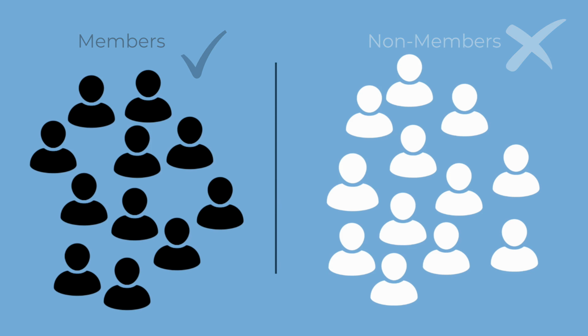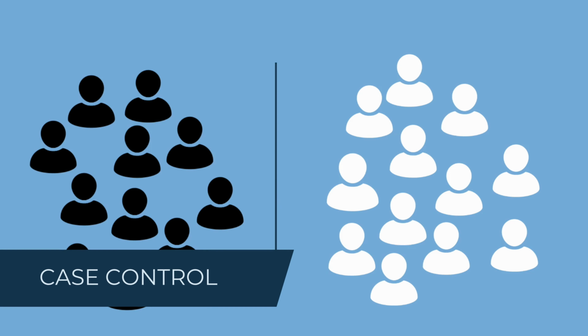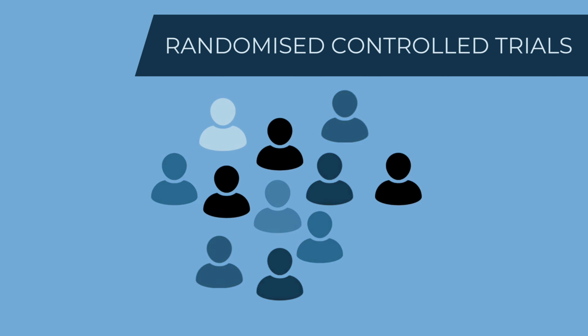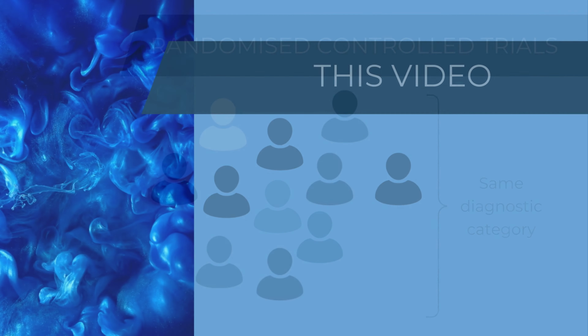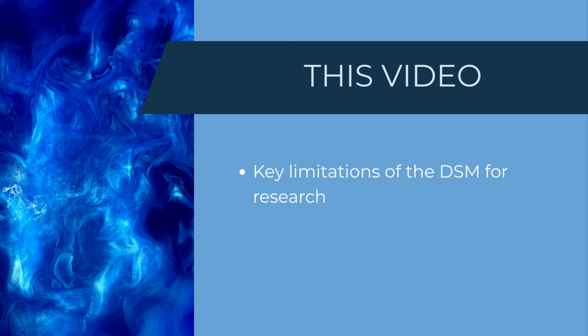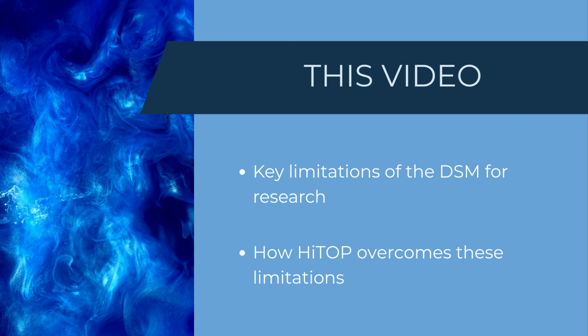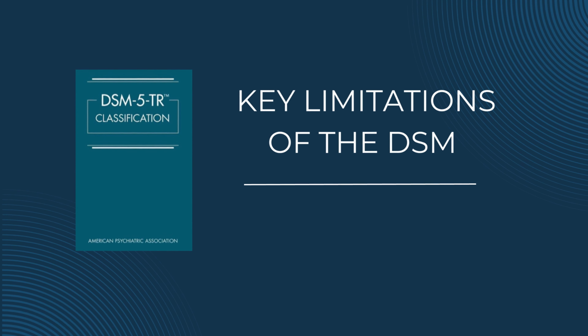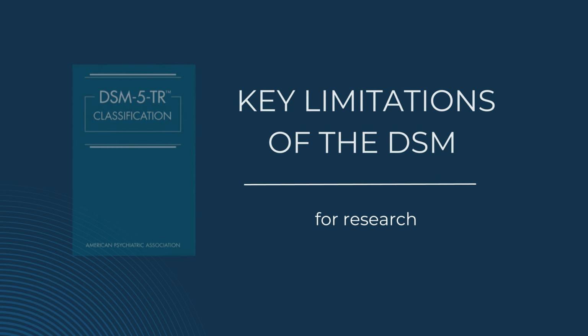Research designs like case-control studies divide samples into disordered and healthy groups, and randomized controlled trials often contain samples of heterogeneous individuals within the same diagnostic category. In this video, we will briefly describe a few key limitations of the DSM for research and explain how HiTOP can overcome these limitations.